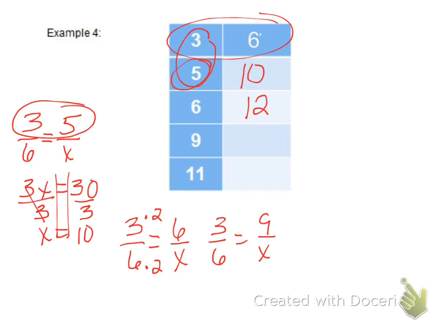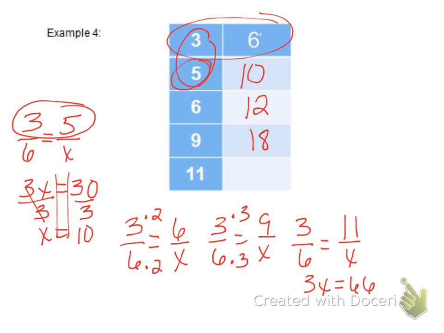Can we do that one the short way? Yes, times 3. Times 3, that's 18. And then 3/6 equals 11 over x. Can't do that one the short way. So we're going to have to do 3x equals 66. Divide by 3. X equals 66 divided by 3 is, very good, 22.